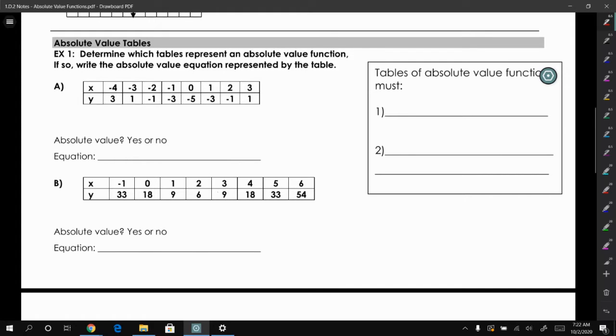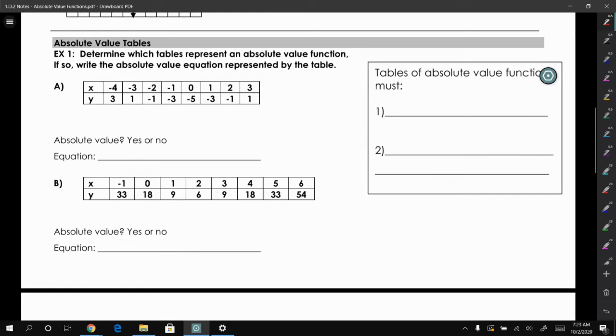So far, we've described absolute value equations and then graphed them. Now we're going to go in reverse and look at tables and learn how to write the equation based off of those tables.